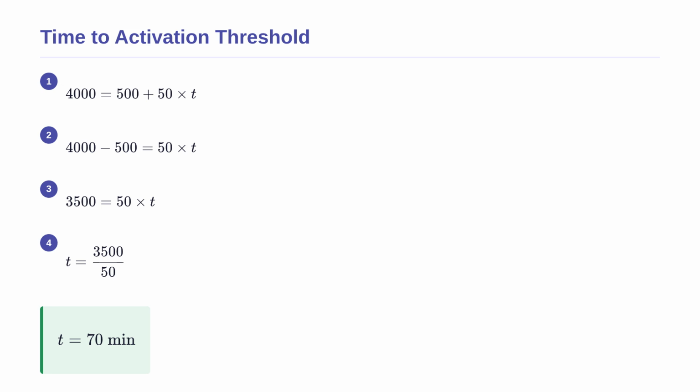We start by substituting our known values into the linear equation. Next, we subtract the initial 500 complexes from the 4,000 target, which tells us the cell needs to transport 3,500 additional complexes. Dividing this net requirement by the transport rate of 50 gives us our final answer, 70 minutes. This calculated time delay perfectly explains why it always takes a noticeable amount of time for our immune system to ramp up its defensive response after encountering a new pathogen.